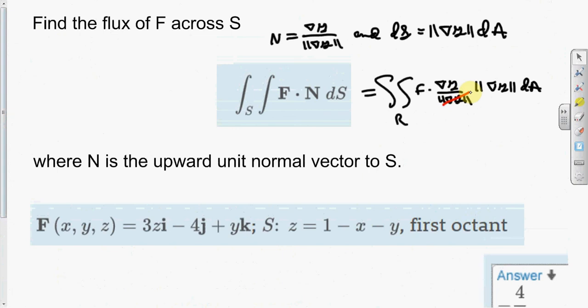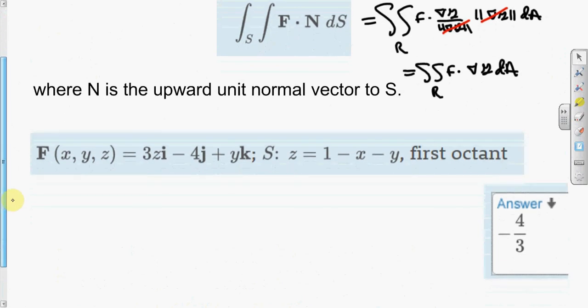Well, a couple of things cancel out. That magnitude cancels out. So all you're computing is the double integral over the region of F dot with the gradient of G, dA. That becomes the flux integral. That's all we need. So that's what I use. So let's see how that works out.